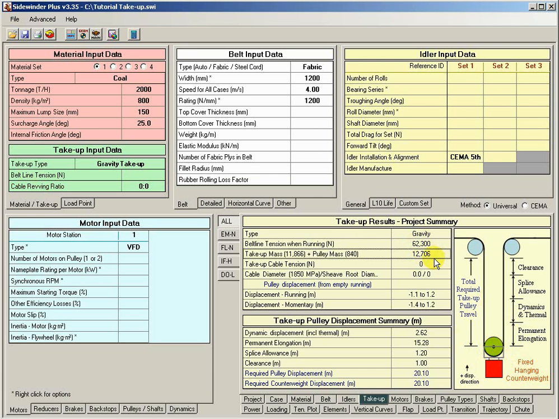If we take 12,706, multiply that by 9.81, we get 124,645, which is double our 62,300, basically. So that's where that comes from.